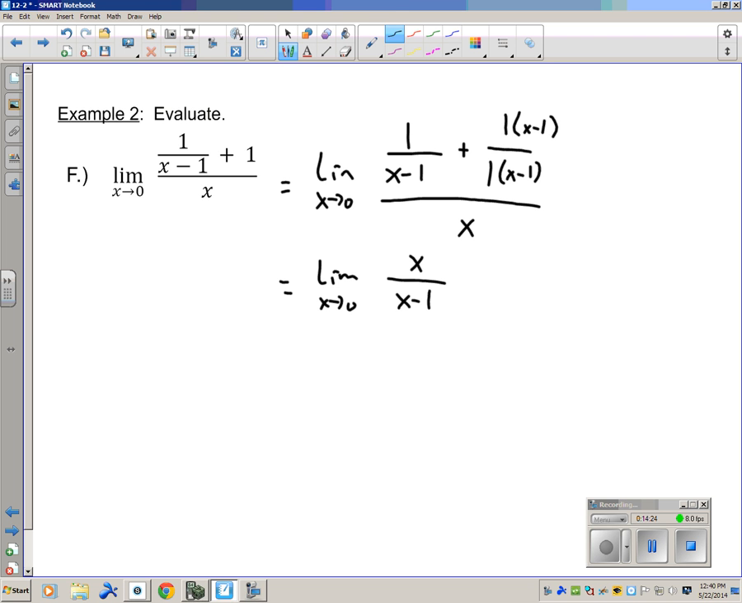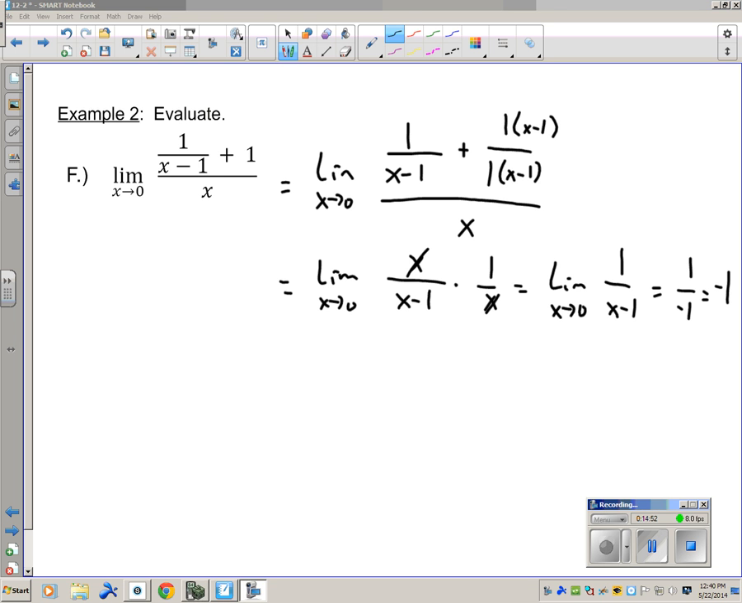I'm going to change this into a multiplication problem, so times the reciprocal of the denominator, so I get 1 over x. Notice what happens. These are going to cancel out, and I get the limit as x approaches 0 there of 1 over x minus 1. Substitute 0 in there, so I end up getting -1. So again, got a common denominator, multiplied by the reciprocal, and then things canceled out, and we're good.